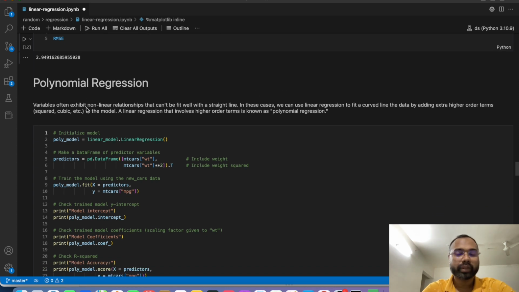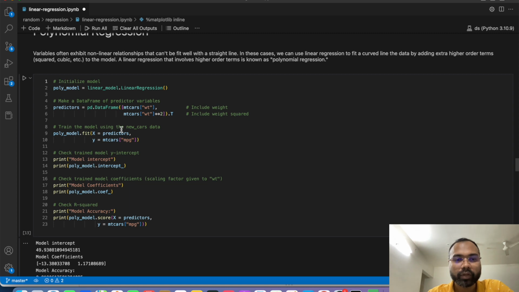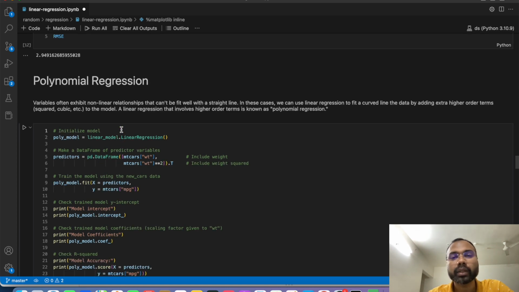Now polynomial regression. Like we have seen, in a real scenario the dependent variable may not depend on just one independent variable. There can be more than one. For example, in this case there may be the horsepower of the car. If you have more power, then the fuel efficiency will decrease, because it needs more fuel to generate that kind of power. We'll consider that also, but that is multivariate.